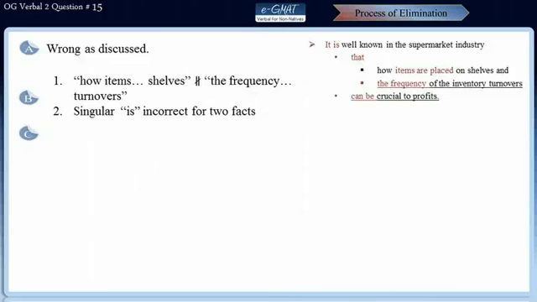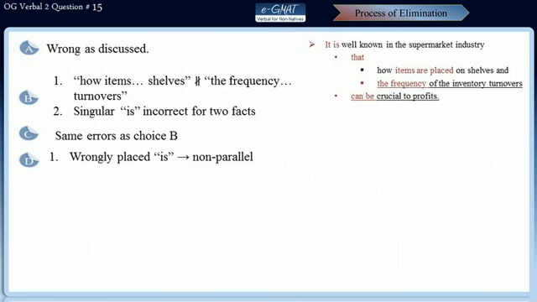Well, choice C repeats the same errors of choice B. Here the frequency with which is not parallel to how items are placed, and again the singular verb is has been used to refer to the plural subject. So choice C is also not the correct answer. In choice D, we have a misplaced is that leads to the parallelism issue.